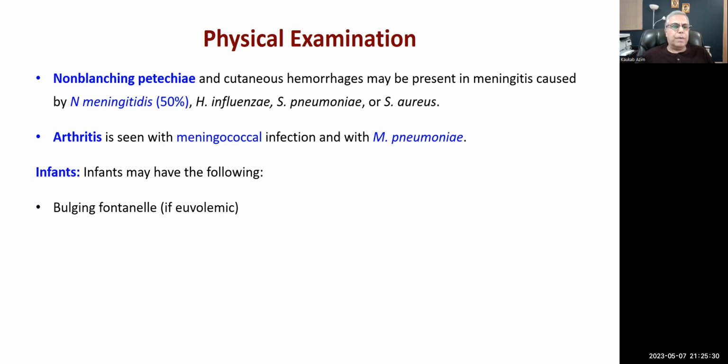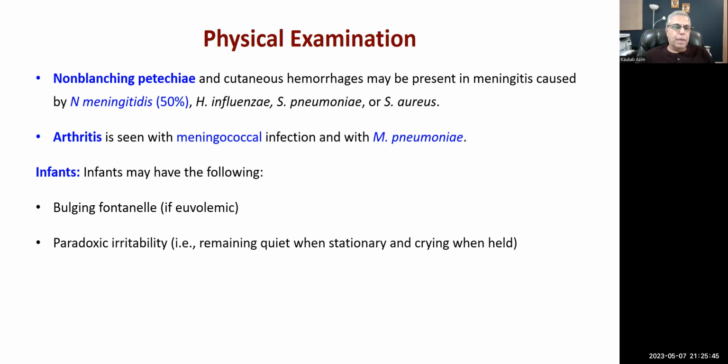Infants may have the following: bulging fontanelle if the fluid volume in the body is normal. Sometimes babies can get dehydrated very quickly because they have a very large amount of water in their bodies. Paradoxic irritability, which means remaining quiet when stationary and crying when held. High-pitched cry, hypotonia, not very specific signs, but these could be there.